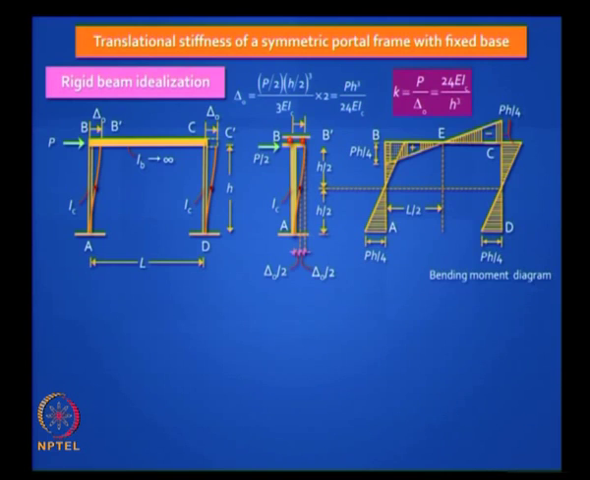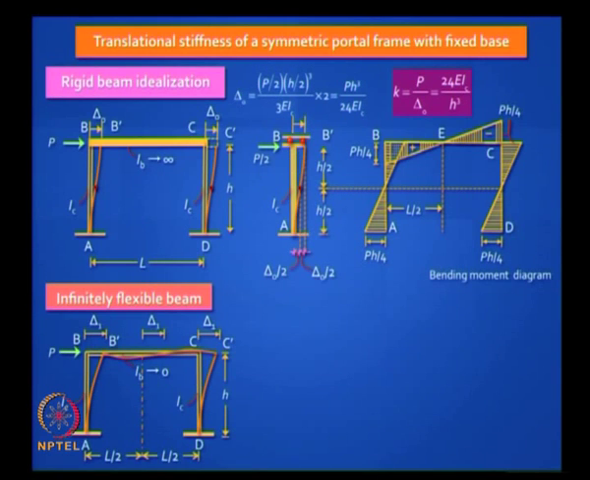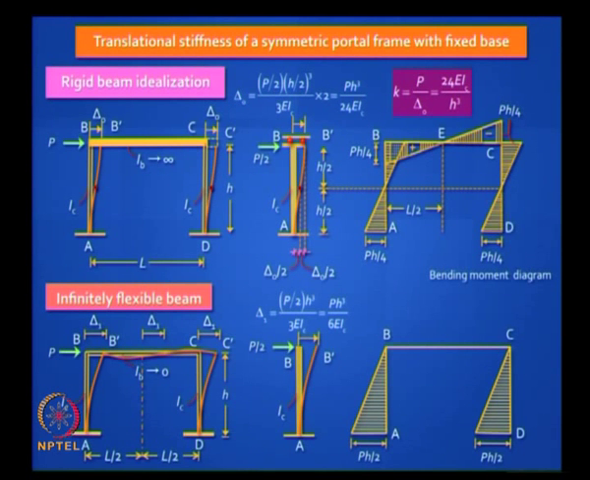Let us put hinges. How does it behave? If you have an infinitely flexible beam, how will the columns behave? Simple cantilevers. So, that is easy to calculate. If you do that calculation, you get PH cubed by 6 EI. And your bending moment diagram will look like that because your beam will have no bending moments, right? Because you got hinges there. So, it is very interesting. I have looked at all the extreme cases. The summary of this, so here it turns out to be 6 EIC by H cubed.